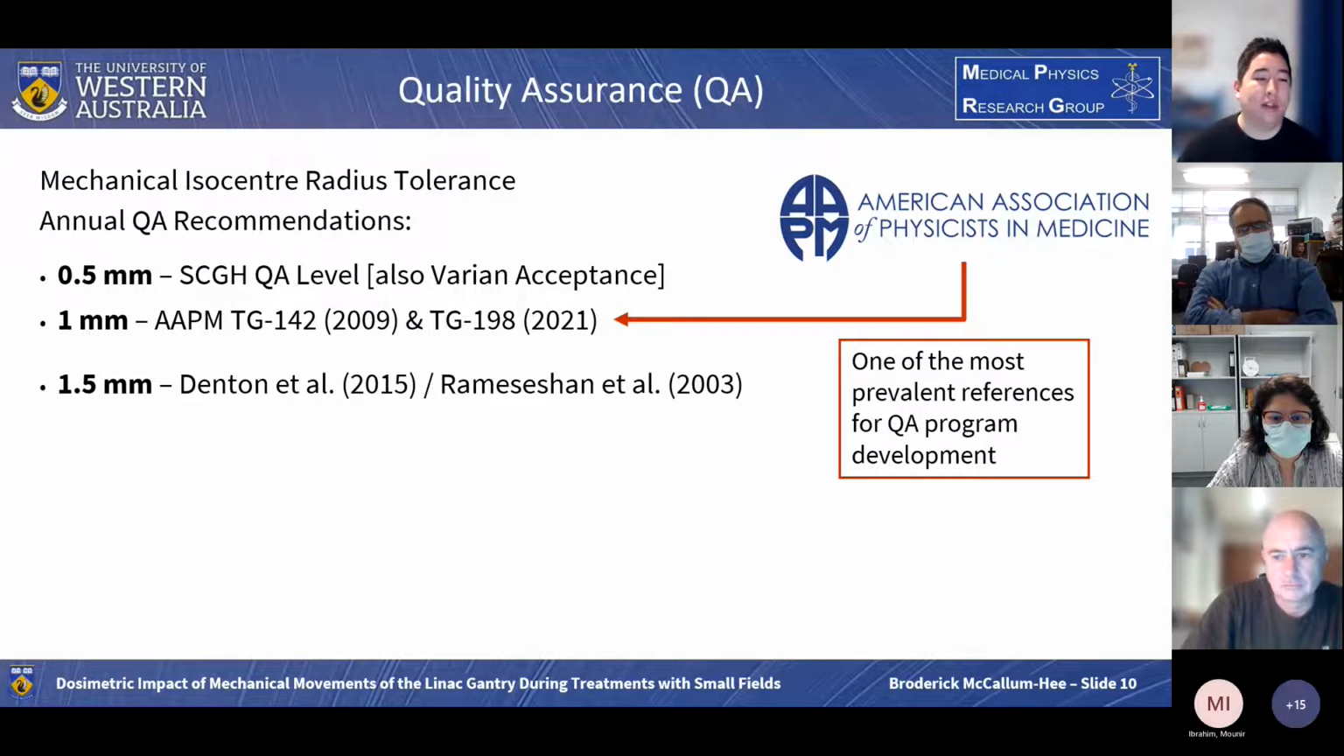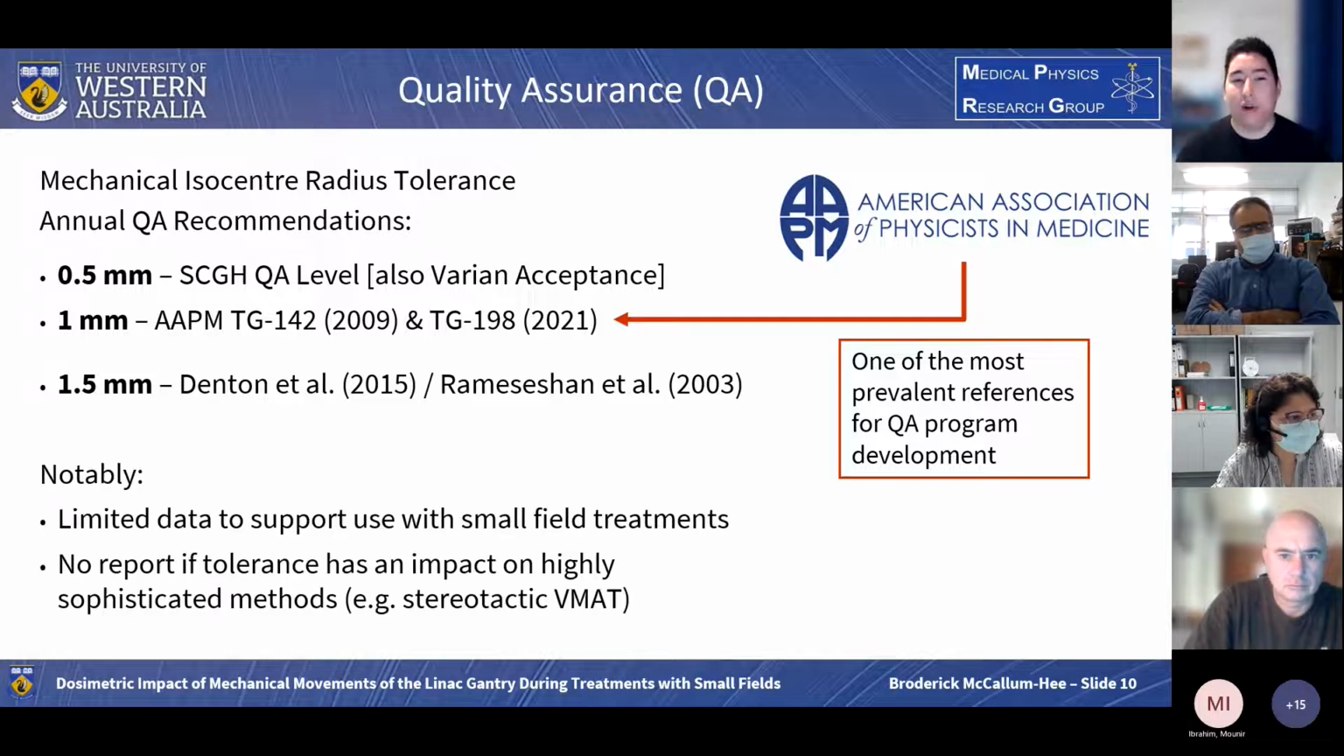Subsequent literature from studies such as Denton et al. and Ramachandran et al. indicates that 1.5 millimeters absolute tolerance is the acceptable level for stereotactic and for VMAT treatments. And these levels all correspond with a 1 millimeter from baseline or a 1.5 millimeter absolute radius of the mechanical isocentre. But it's very important to note that for all this literature, we still have limited data to support their use with small field treatments. And there's no report at all on whether tolerance has an impact on highly sophisticated methods, specifically stereotactic VMAT.